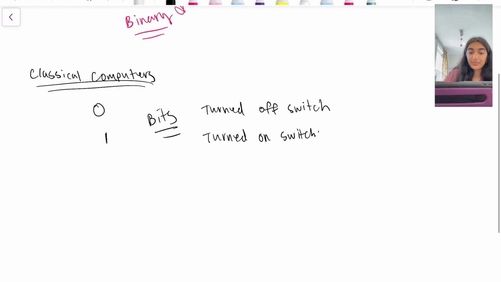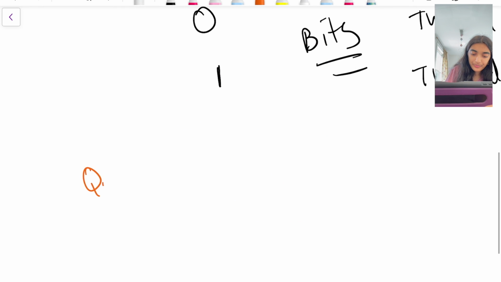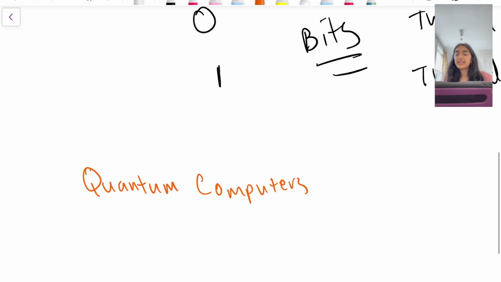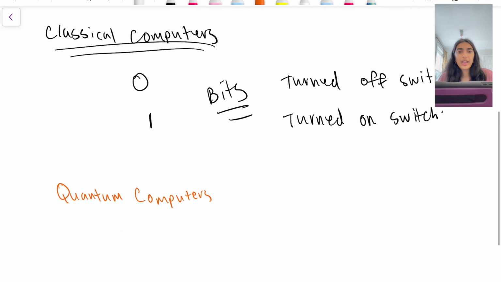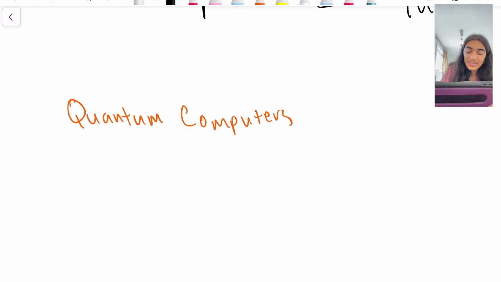So now we go to quantum computers. What we see here is that, just like we have bits in classical computers, the way we store information and process that information and use that information and turn that information into something that's very useful, basically data, we also have something like bits, but not exactly like bits. We have qubits.